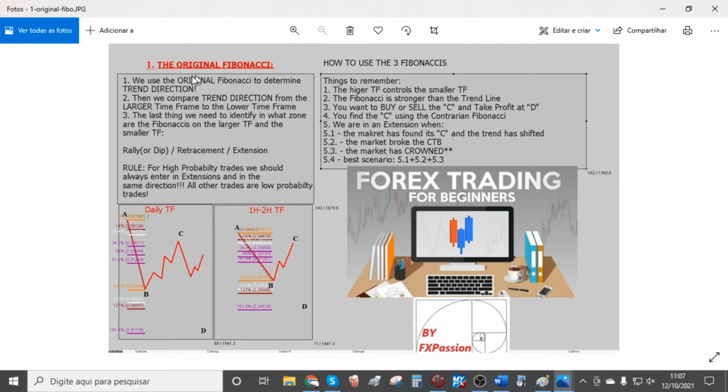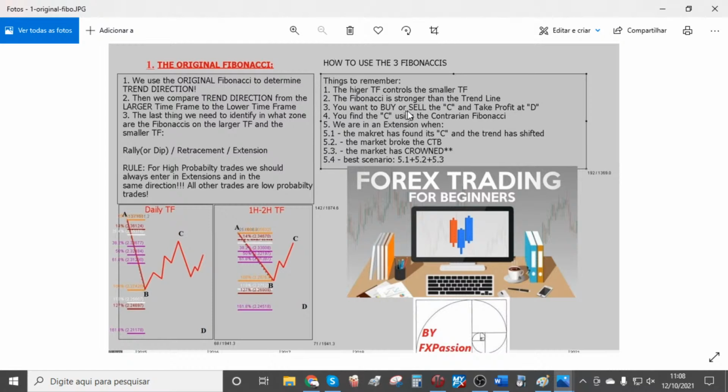The original Fibonacci, we use the original Fibonacci to determine trend direction. Then we compare trend direction from the larger time frame to the lower time frame, and the last thing to do is that we need to identify in what zone are the Fibonaccis on the larger time frame and the smaller time frame. So what we are looking for is what it's called the alignment, right? We should trade in the same direction on the different time frames. Things to remember: the higher time frame controls the smaller time frame. The Fibonacci is stronger than the trend line.